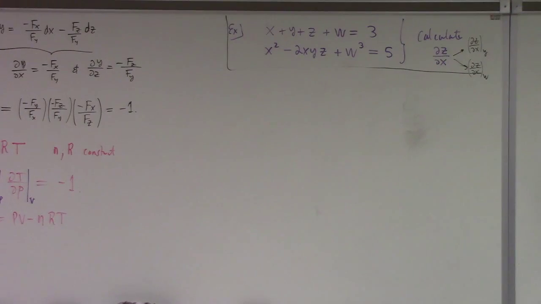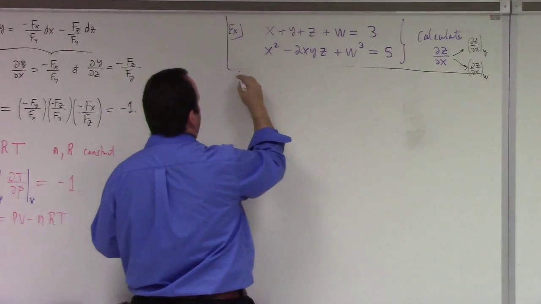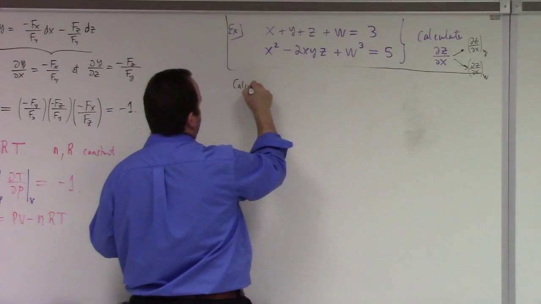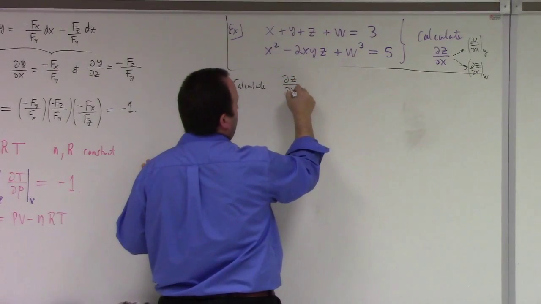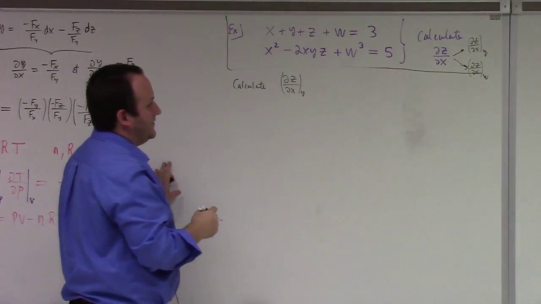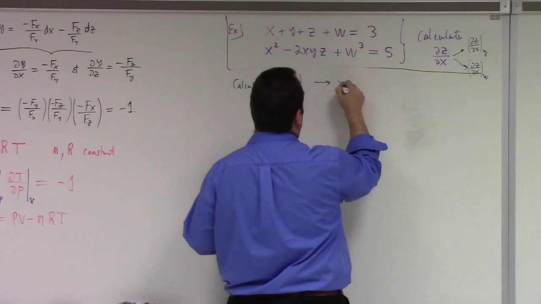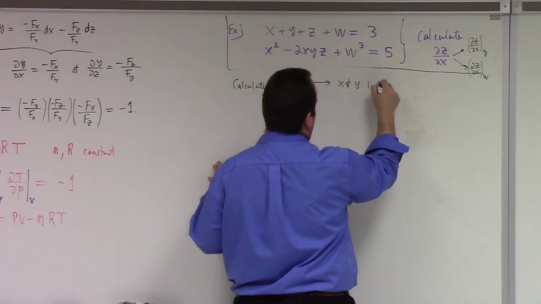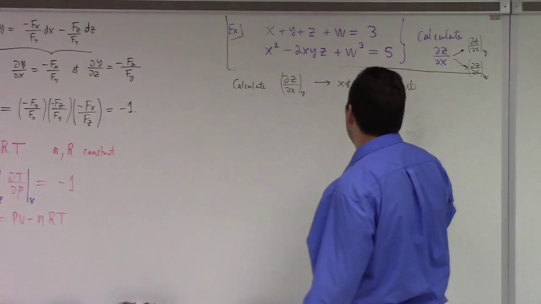Okay, so to calculate partial z partial x holding y fixed, let me show you the way I would teach, say, Calculus 3 students who don't know about differentials. If I want to calculate partial z partial x holding y fixed, what that means is that x and y are independent. So how do you characterize independent variables? In a nutshell, it's simply this.